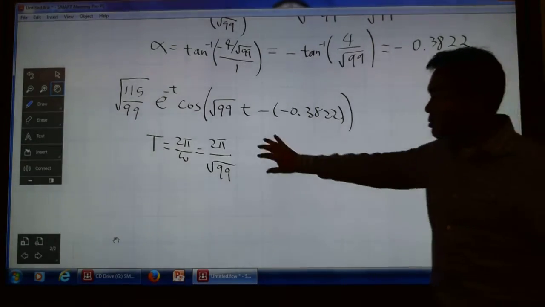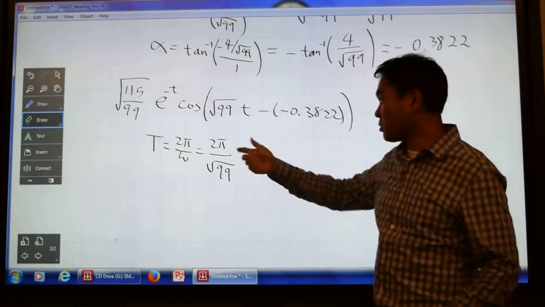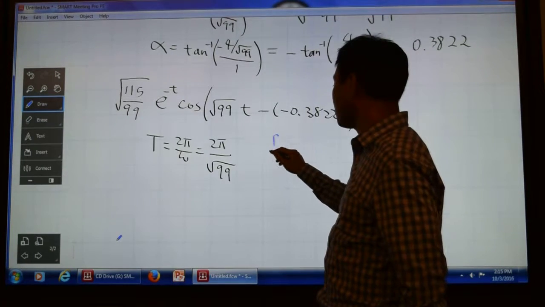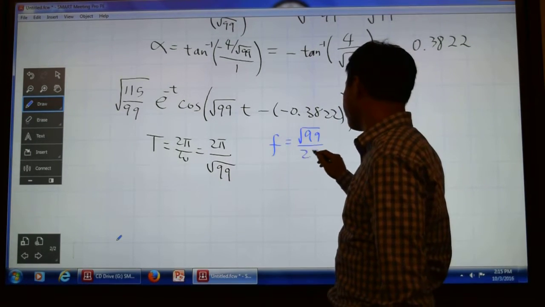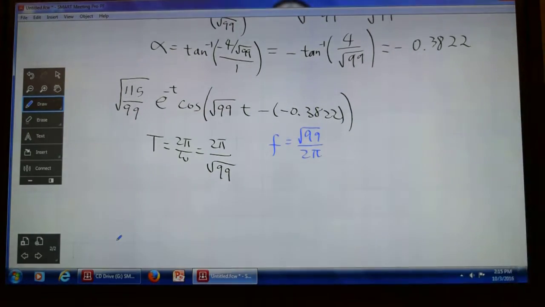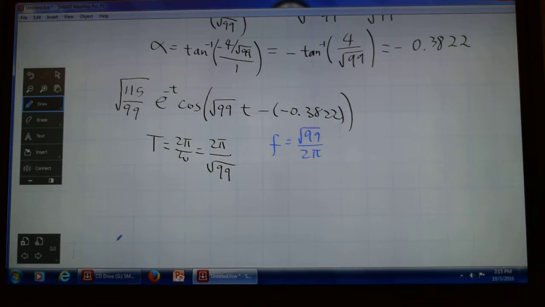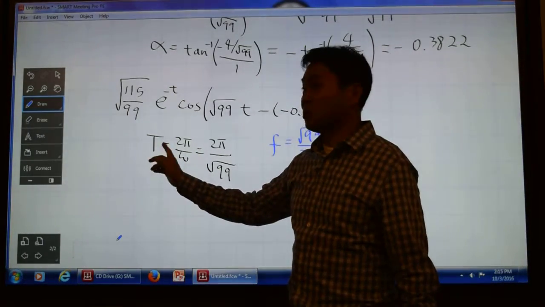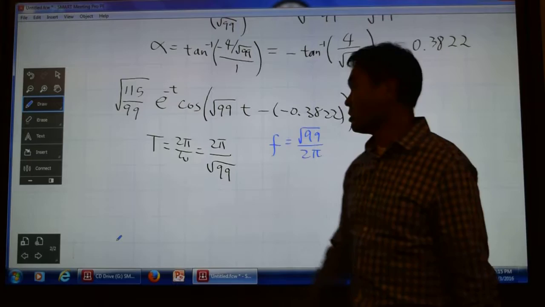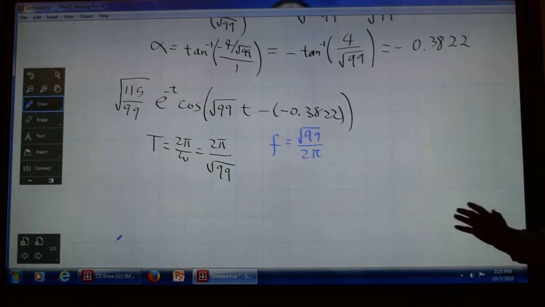All right, so we have the function now and the pseudo period. Pseudo frequency will be the reciprocal of this. So we can say that pseudo frequency is square root of 99 over 2 pi. We need to say pseudo, P-S-E-U-D-O, in front to stress that this is by no means a periodic function.